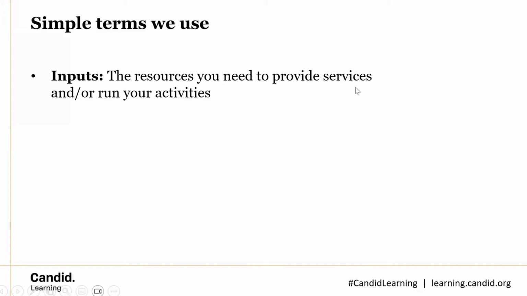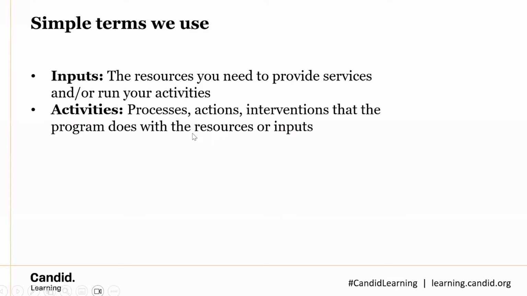These are the resources you need to provide the services or the activities that you're doing. Another way I like to think about this in relation to the grant proposal is that inputs are the kinds of things you need the money for, right? You need it for staff or for supplies or for rent, things like that. These inputs let you do your activities. Otherwise, you can't do what you do. So that's one way to think about inputs: what are the things that you need to spend that money on?